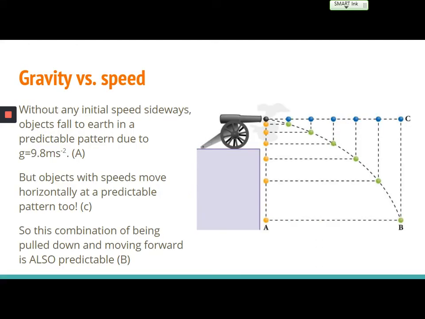So, gravity versus speed. Without any initial speed sideways, we know what would happen to something falling downwards. The distance it travels every second will get further and further, creating an accelerated motion, like A. Acceleration. This happens because gravity is constantly pulling harder and harder, accelerating the object.